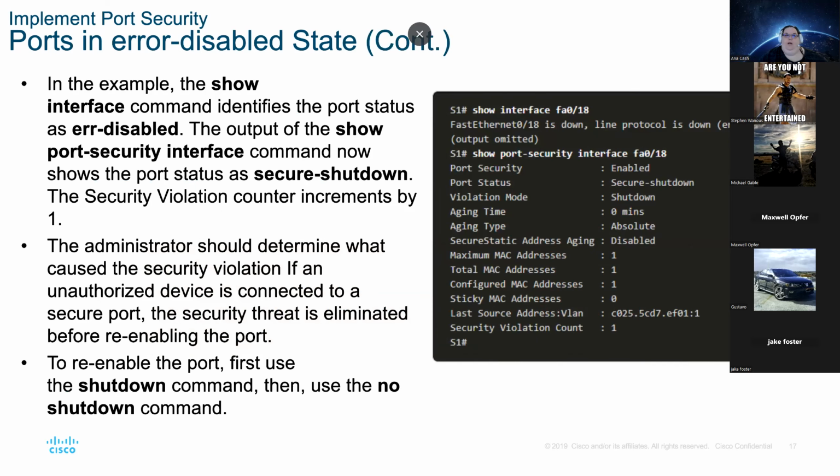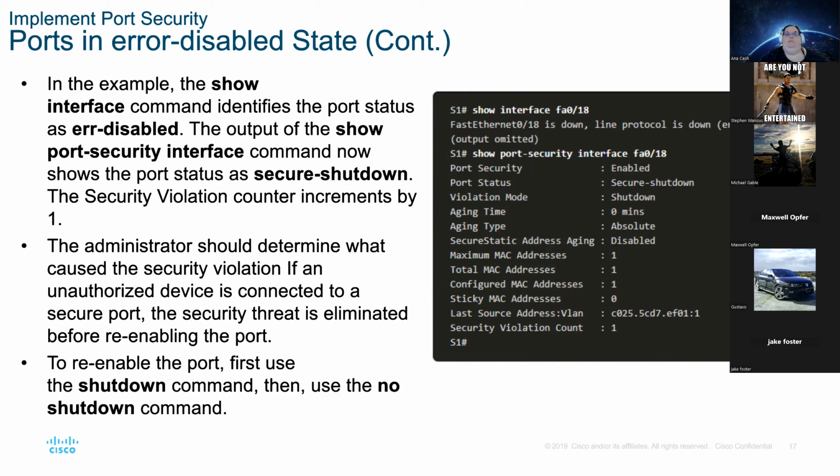On this one, the show interface command identifies the port status as error disabled, and the output of the show port security interface command now shows the port status as secure shutdown. The security violation counter increments by 1, and the administrator should determine what caused the security violation. If an unauthorized device is connected to a secure port, the security threat is eliminated before re-enabling the port. So basically, you don't want to re-enable the port if you don't know why you're getting those error messages.